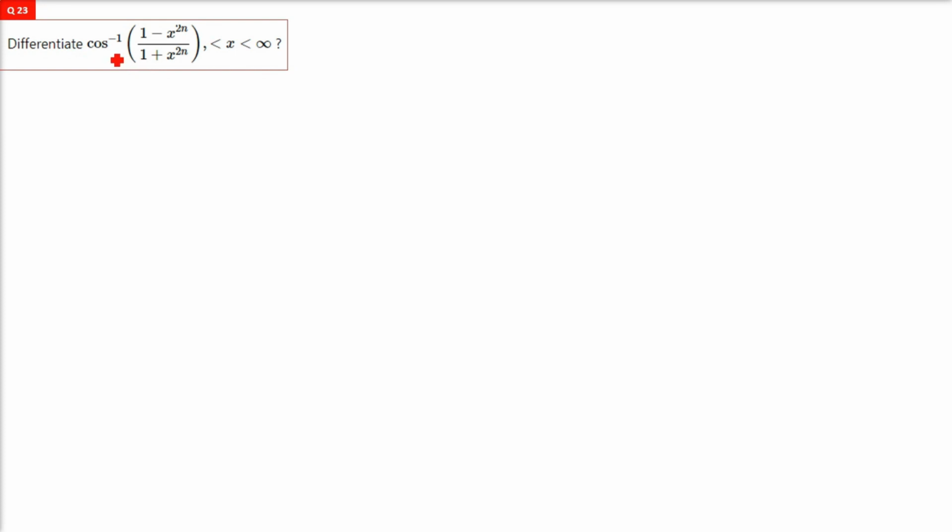Differentiate cos inverse of 1 minus x to the power 2n divided by 1 plus x to the power 2n. So for the inside thing, we need to come up with certain solutions so that cos comes. So 1 minus x to the power 2n, you can always write it as x to the power n to the power 2. This is 1 plus x to the power n to the power 2.